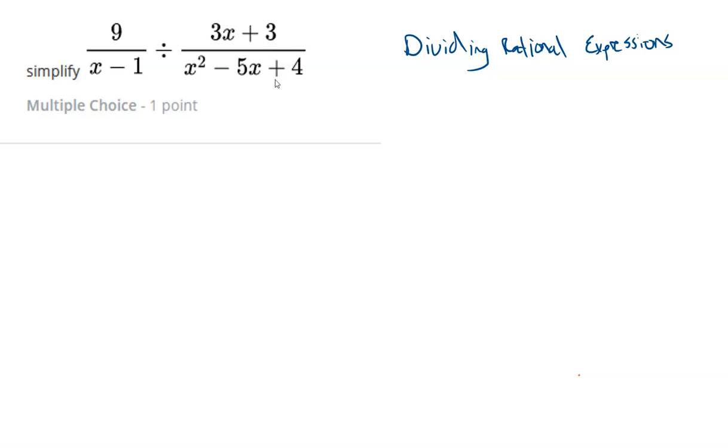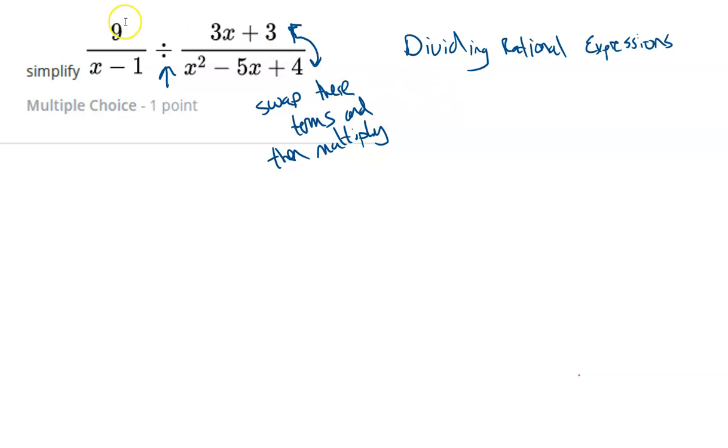what you have to do is swap these two, swap these terms, and then multiply. So I had to swap these terms right here and then multiply. Now, I don't swap these first two. I always swap the second two, the two that I'm dividing by. So I swap the two terms and then multiply, right? So I'm going to go ahead and do that.